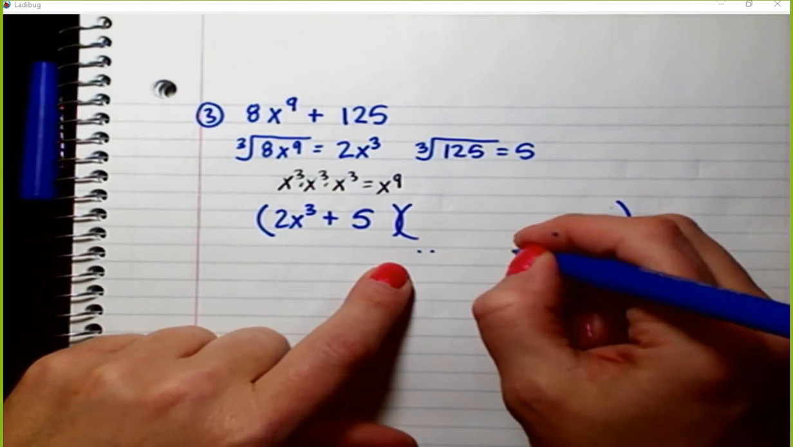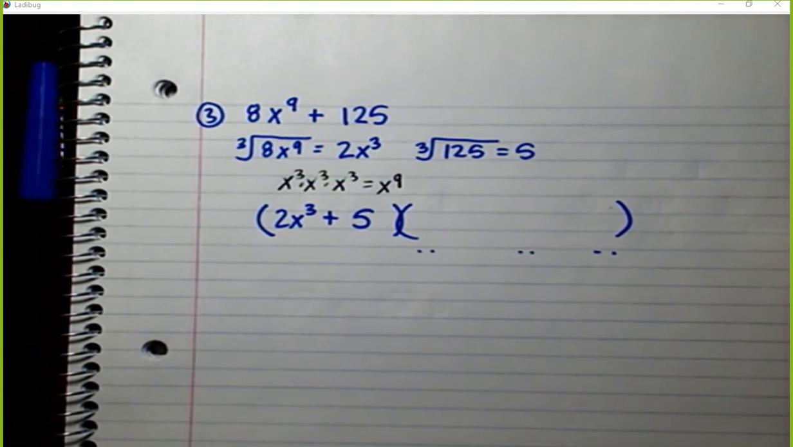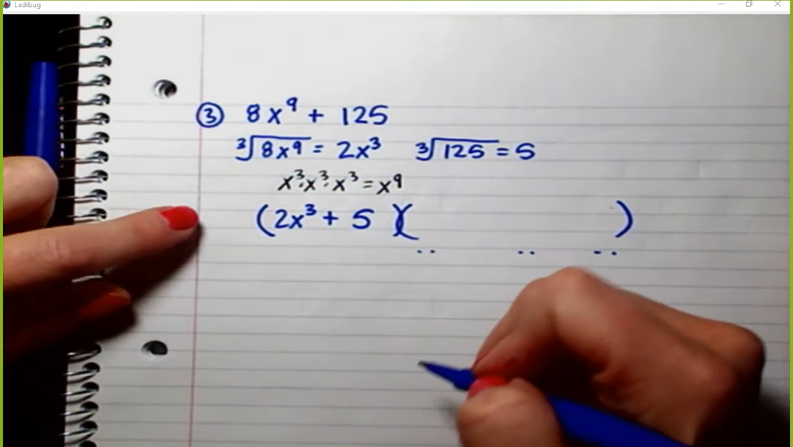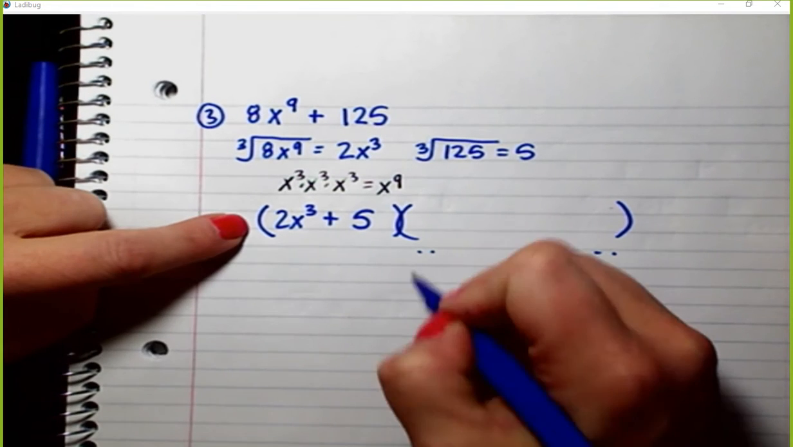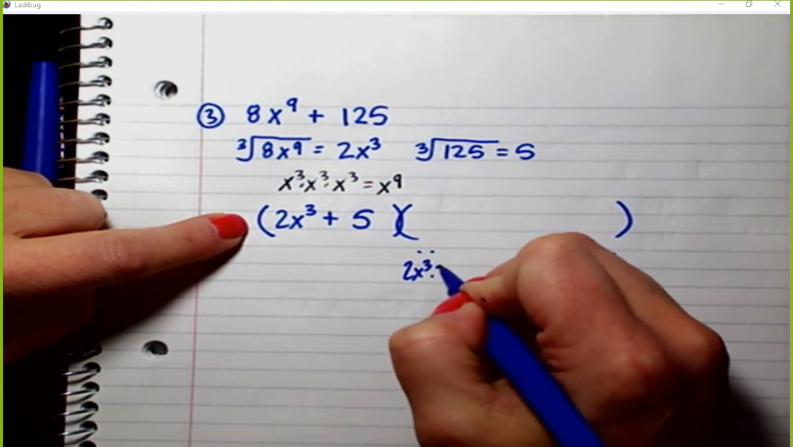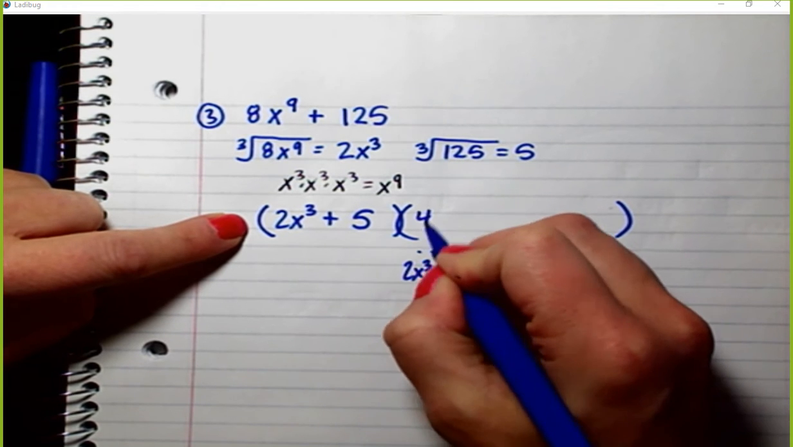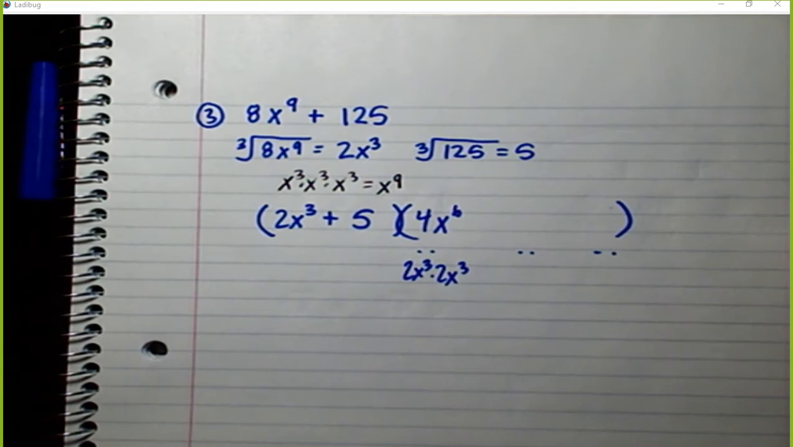Right, there's my tabs. 2x cubed times 2x cubed is 4x to the 6th. I will see you after lunch.